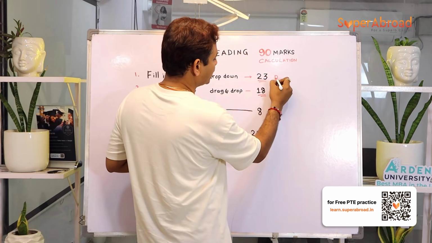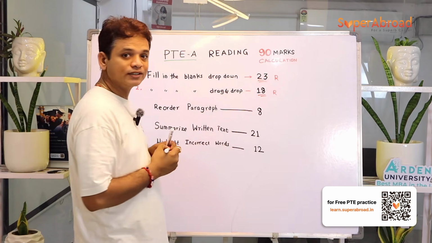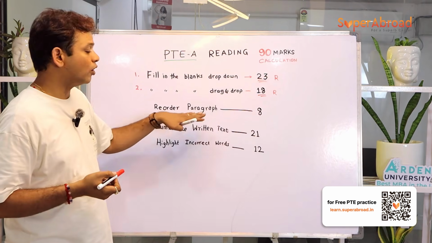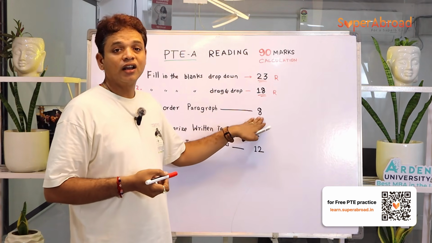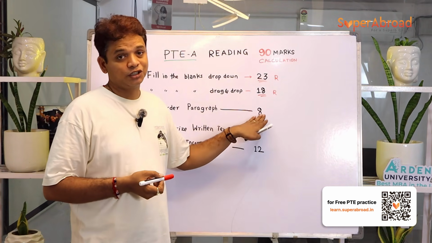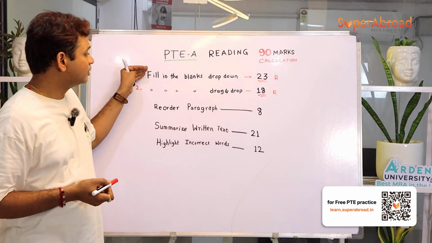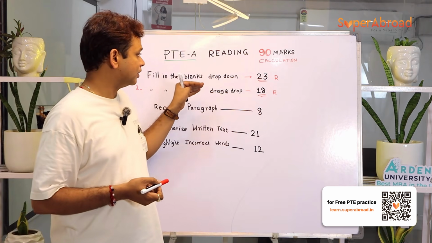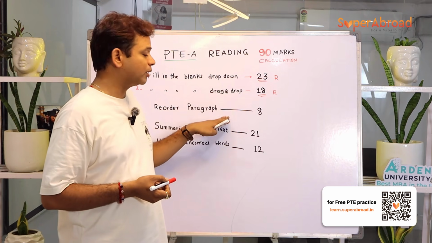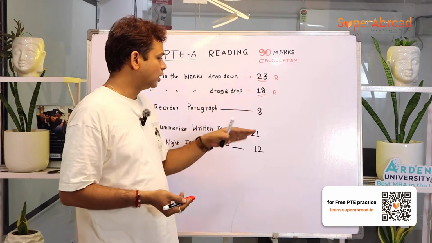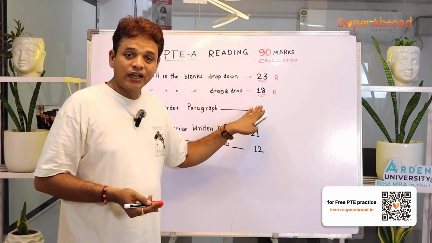These 2 are from reading module. There is another task in the list from reading module that is called reorder paragraph. Reorder paragraph, you have 8 marks weightage, right? If you get comfortable with fill in the blanks drop down and drag and drop, reorder paragraph won't bother you much. And it has only 8 marks weightage.